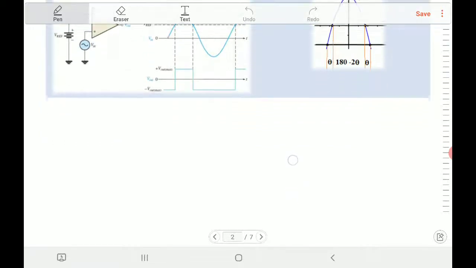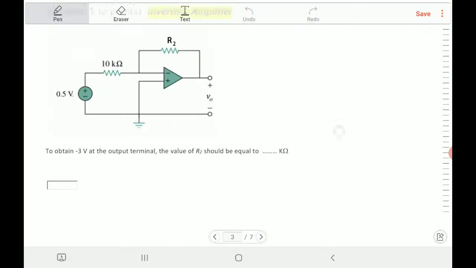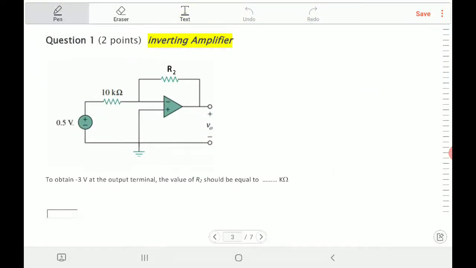So let's go ahead and start solving the quiz. That was the first question, and the first question is very easy. When I look at this configuration, I can tell it's an inverting amplifier. If you go to the formula sheet I put on the first page of this video, you can find the formula. You can even find it in your lecture slides. The output voltage for an inverting amplifier will be equal to minus R2 divided by R1 times the input voltage.